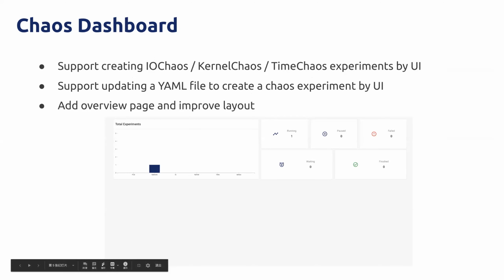The next part is about the Chaos Dashboard. At present, we can create our network chaos, kernel chaos, and time chaos experiments on our Chaos Dashboard. We can use the YAML file to create experiments on the Chaos Dashboard, so we can reuse our chaos experiment files.